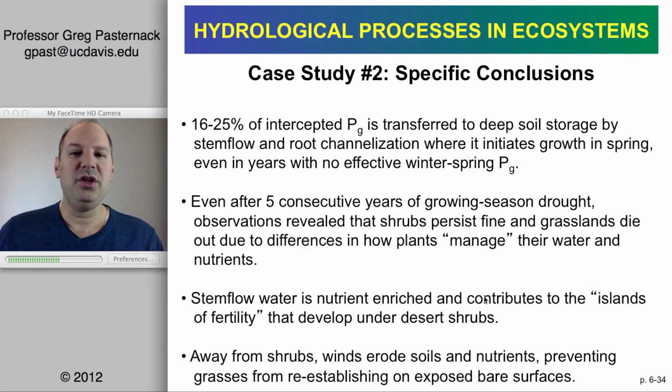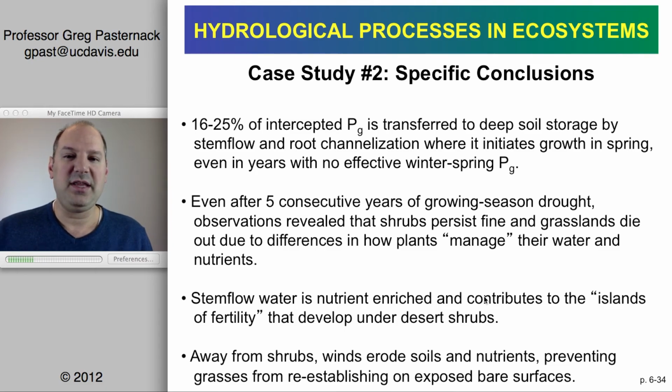And that's the really unique thing here, is that these shrubs have the ability to channelize the water coming down the stem, even if it isn't a lot of water, but to channelize it, pick up all those nutrients and inject it into the ground under that stem. Then that water is available to initiate growth in the spring, even in years where there's no effective spring or winter precipitation. So what they found that's really remarkable is that even after 5 consecutive years of drought, shrubs can persist fine, but grasses can't.